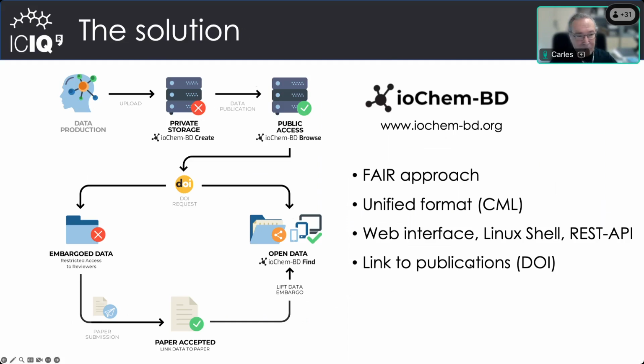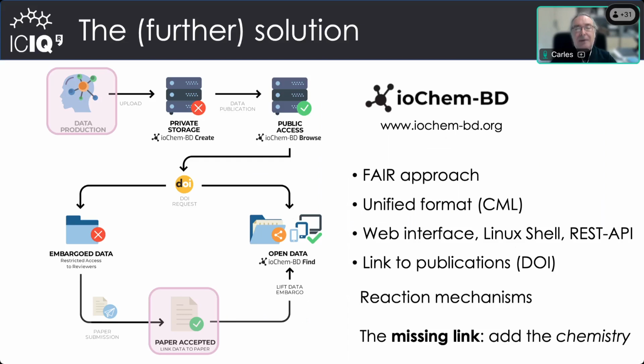So we wanted to transform our results into FAIR data, and IoChem BD allows to do this very easily. We have unified several computational chemistry formats into what we call the CML language. And while IoChem is a web interface, as I said, you can also interact with the platform via Linux shell or even with our new REST API interface. So the goal of IoChem was to generate DOIs for manuscripts and for data sets generated by computational chemistry methods. So it covers perfectly this pipeline from the data production to the papers accepted.